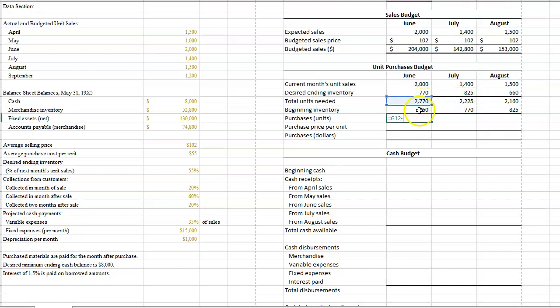Let's minus those. So just to talk about the flow a little bit in more detail, keep in mind we have to cover our current month sales, but we also want to have a little bit of desired ending inventory. So to cover our sales and have a little left over, we need 2,770 units. But we already had 960 in beginning inventory, so we really only have to purchase 1,810 units. Then we need our purchase price per unit, which is $55 per unit. Let's absolute that. Drag it over. And then we see that our total purchases, if we multiply that out, there we go.